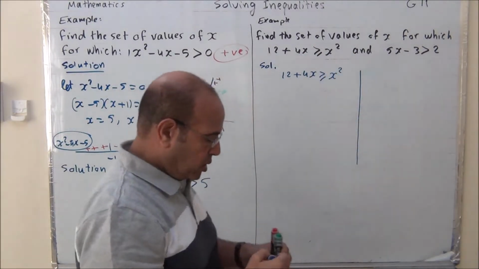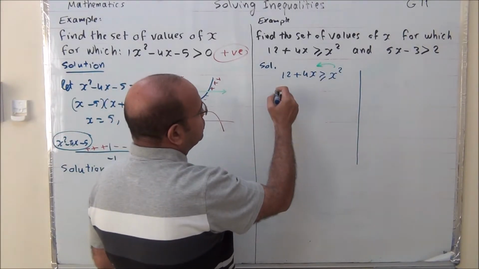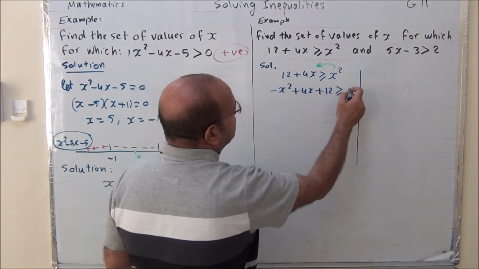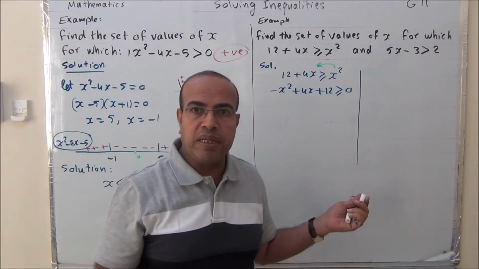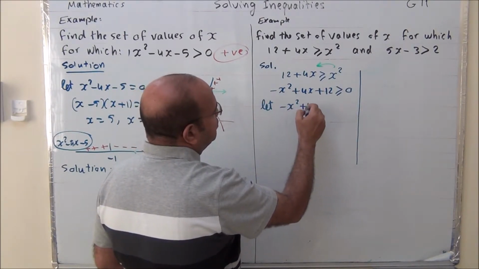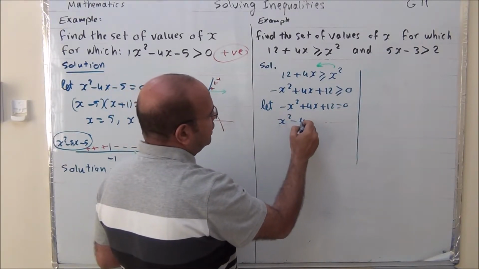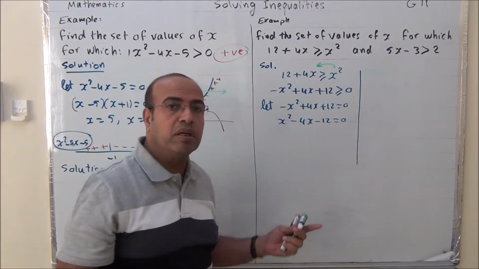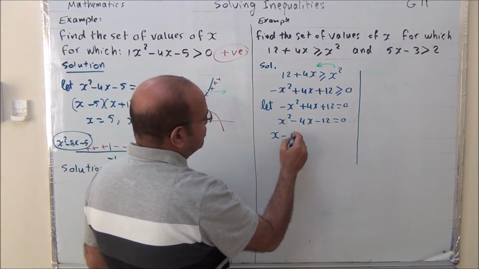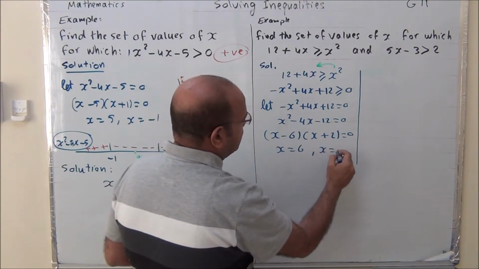Let it be a 0 inequality, so we move x squared inside. Then we rearrange it also, it's negative x squared plus 4x plus 12 greater than or equal to 0. Now we need to solve this inequality. To solve this inequality, we say let negative x squared plus 4x plus 12 be equal to 0, multiplied by -1, x squared minus 4x minus 12 equals 0. Factorize 12, the two numbers, product 12 and difference 4, so it is 2 times 6. So x minus 6, x plus 2 equal to 0. X equals 6 or x equals -2.